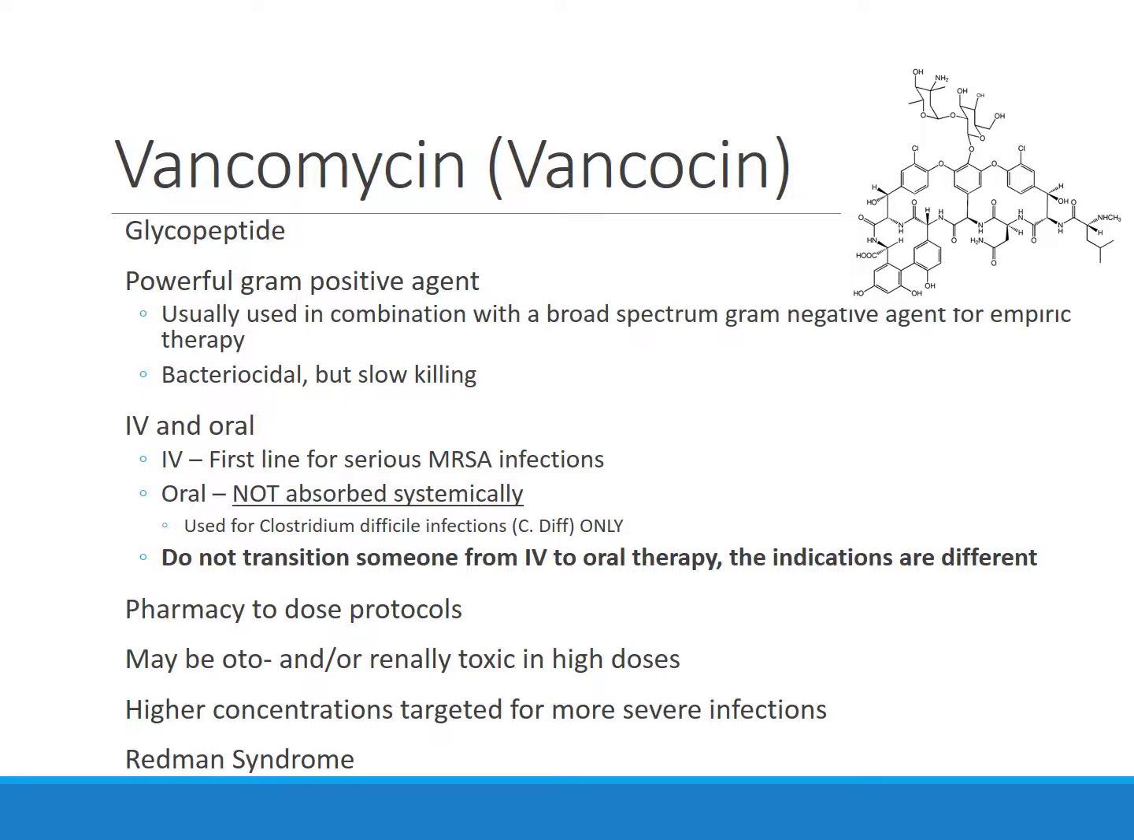A lot of this we can predict based on the patient's weight and renal function. And then we draw a level, make sure if it's high, we decrease the dose. If it's low, we increase the dose. It's pretty straightforward. It can get complicated when you have specific peak targets and trough targets you're trying to hit.